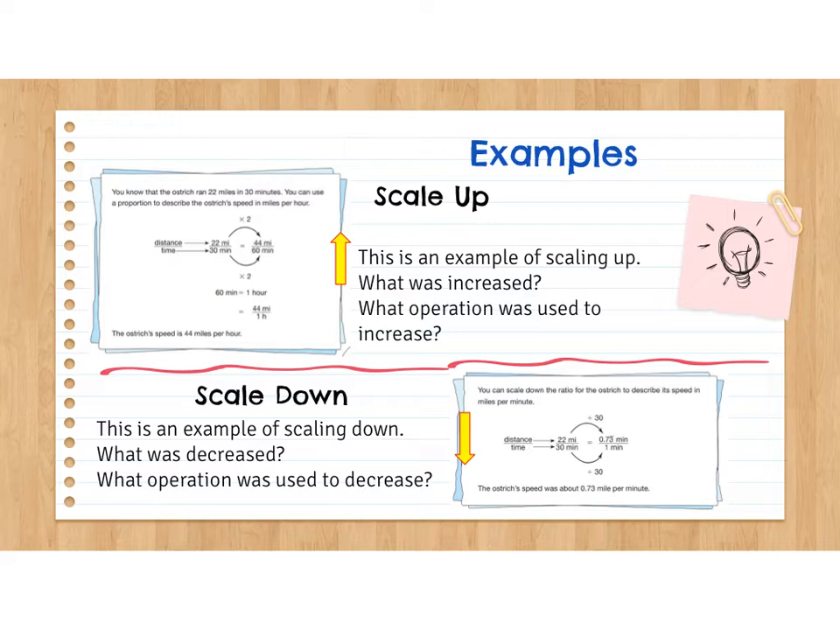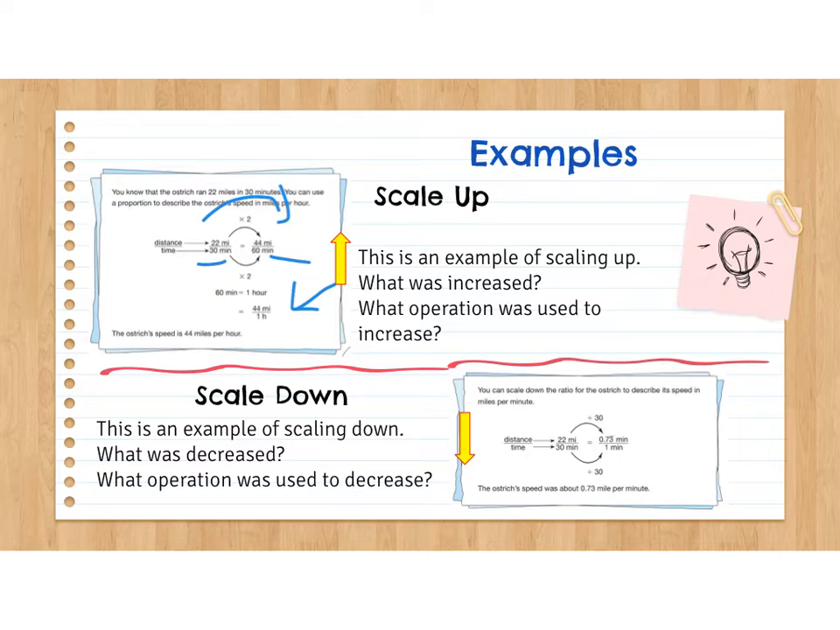Okay, let's look at a couple of examples together of scaling up and scaling down. We're going to use the situation of the ostrich traveling 22 miles in 30 minutes. To scale up means we're going to increase the miles and increase the minutes, and to increase, that means we're going to be multiplying. So to find out how far the ostrich can travel in 1 hour, we're going to scale the minutes up by 2 because we're going from 30 minutes to 60 minutes. If we scale that up by 2, then we scale the distance up by 2 to get 44 miles in 1 hour.